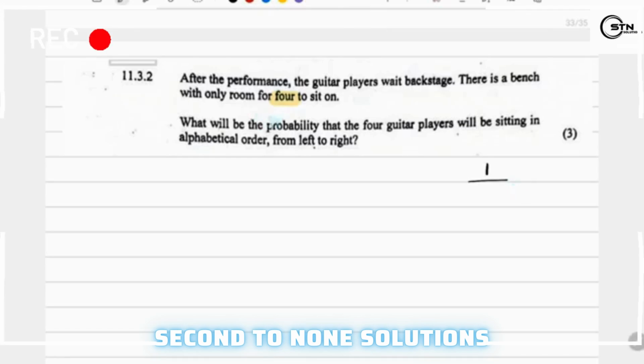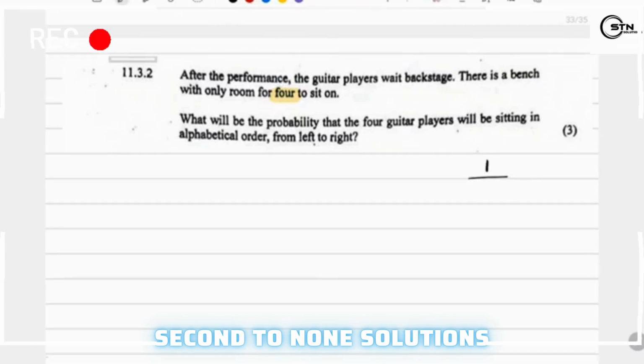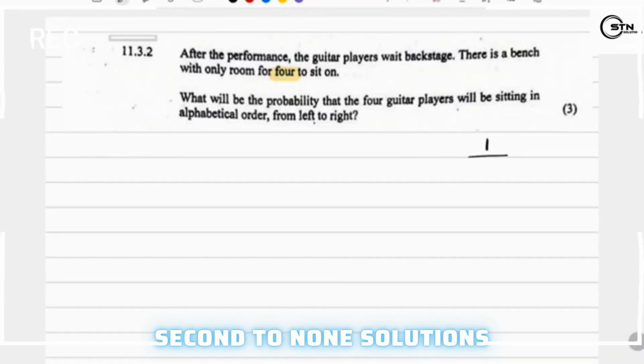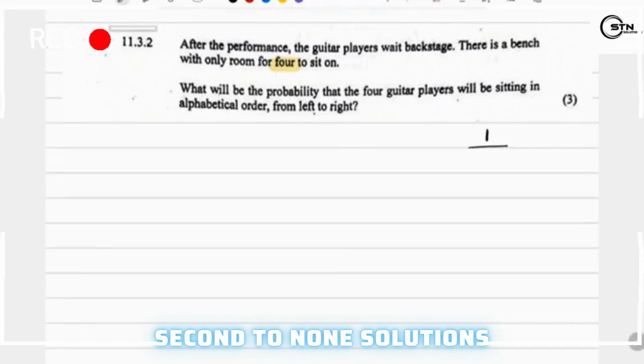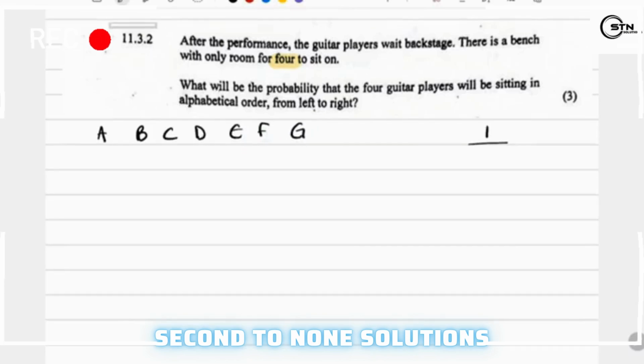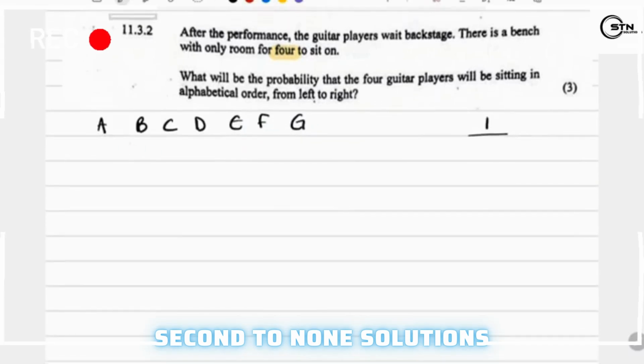So we're going to have to find out how many ways can these 4 guitar players be sitting on that bench. Well, let's remember that there are 7 guitar players originally. Okay, so let's just give them names. Instead of giving them names, let's actually just name them in letters. The reason why is because they should be in alphabetical order, right? So I think this would be easier if we use letters. So if we go, let's say the first one is A, B, C, D, E, F, and G, right? So these are the 7.